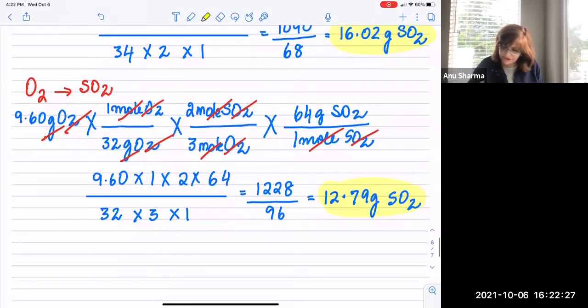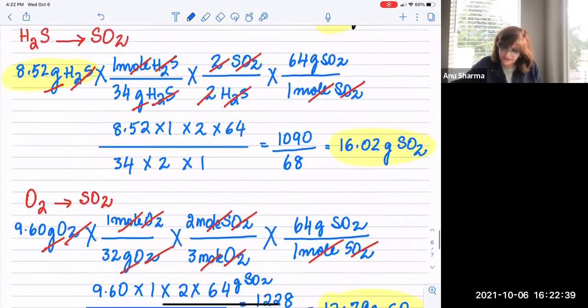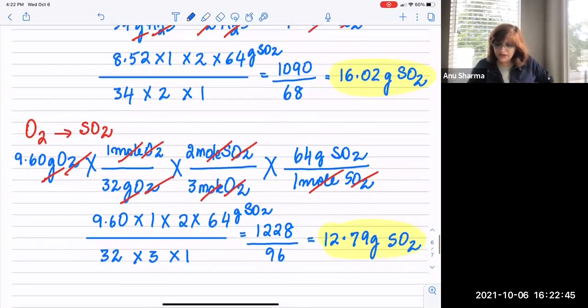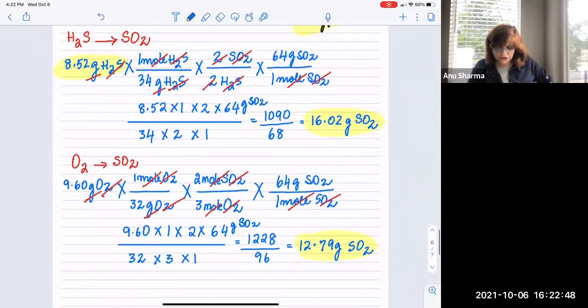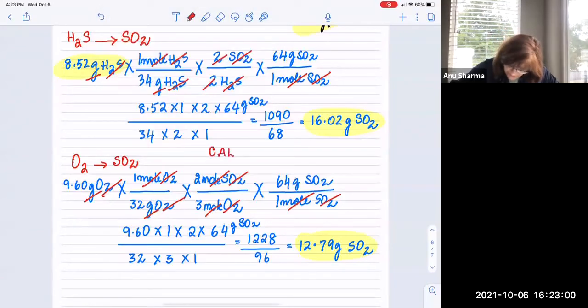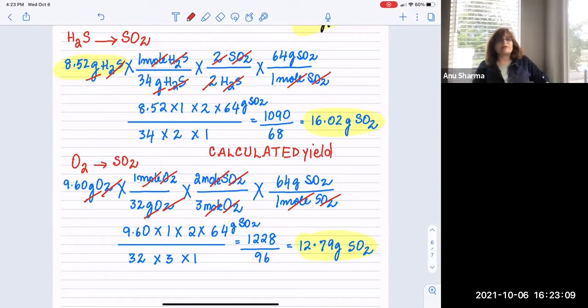Okay, so when you finish the computation, we get the grams of sulfur dioxide to be 12.79. So out of this, if you look at it, the H2S is less, but it's giving more sulfur dioxide. So that's the calculated yield. Both of them are calculated. So it's just numerically, it comes out to be like that.